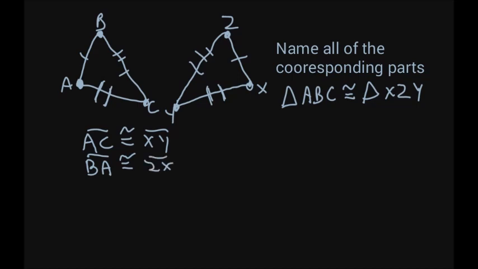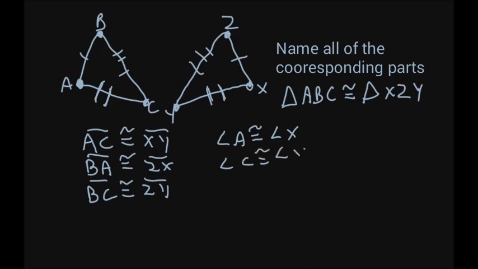And then the last one would be BC is congruent to ZY. The angles are a little bit easier. You just match them up. So angle A is congruent to angle X. Angle C is congruent to angle Y. And angle B is congruent to angle Z.